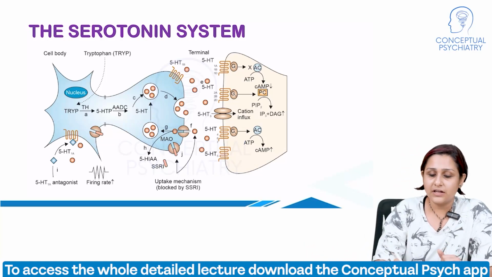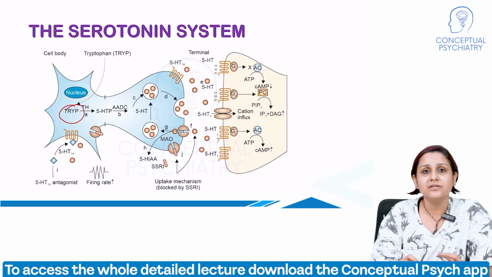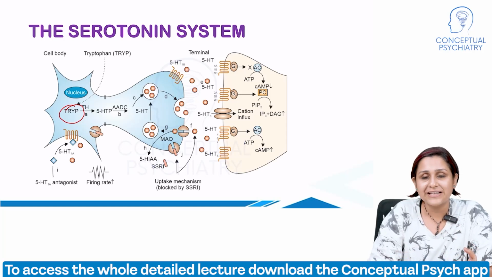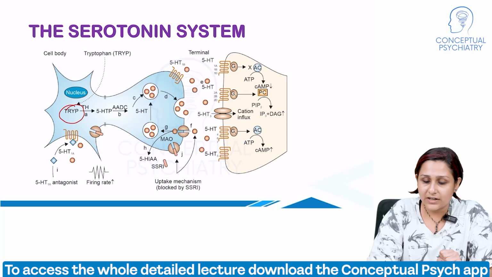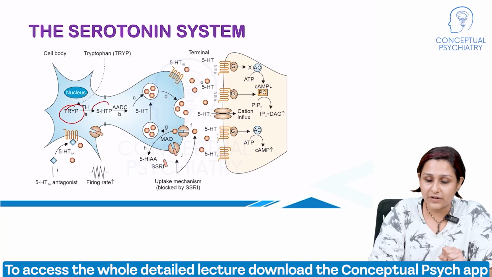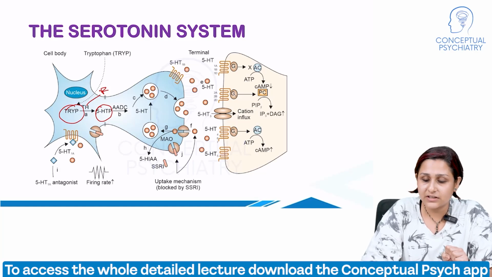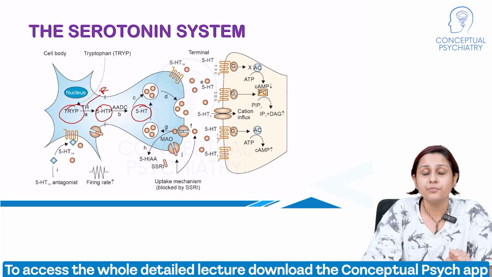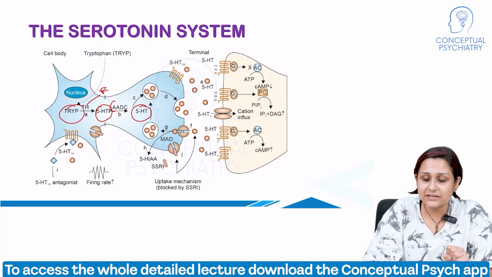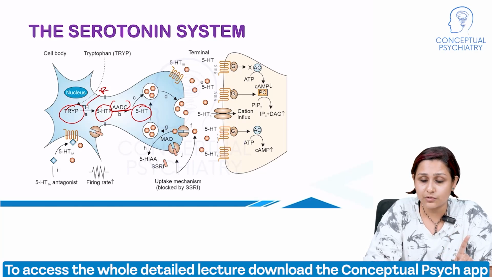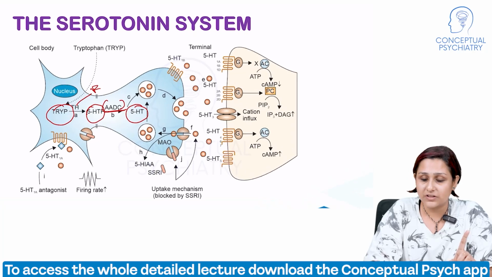So right at the beginning, tryptophan, which is the primary building block of serotonin, is taken in by the cell body and converted to 5-hydroxytryptophan by this rate limiting enzyme called tryptophan hydroxylase. And this 5-hydroxytryptophan is converted to 5-hydroxytryptamine, a monoamine like serotonin. So 5-hydroxytryptamine is serotonin, and it is converted by this enzyme, which is not the rate limiting enzyme by the way. It's amino acid decarboxylase, all right.